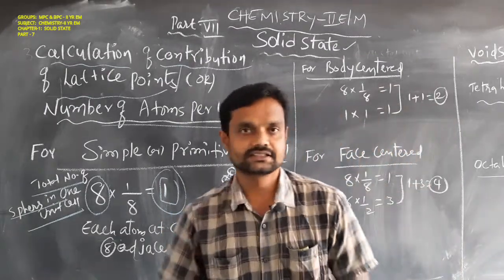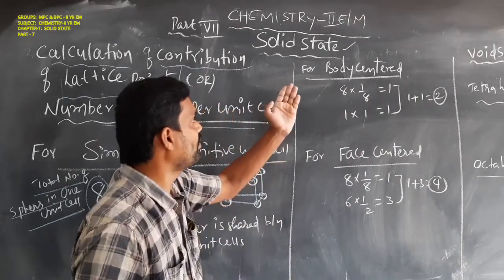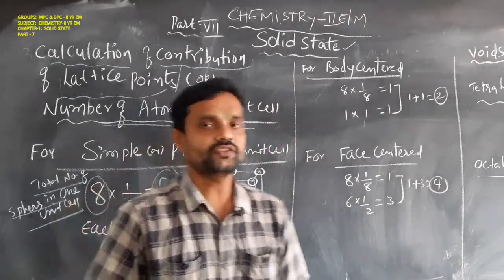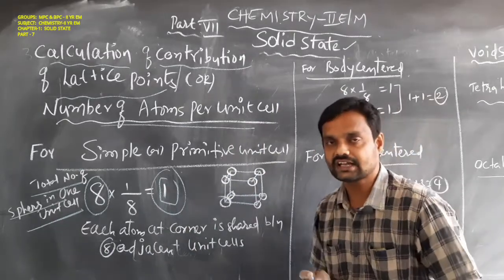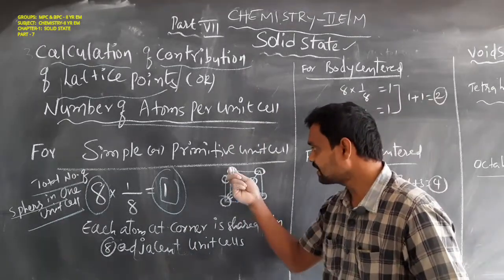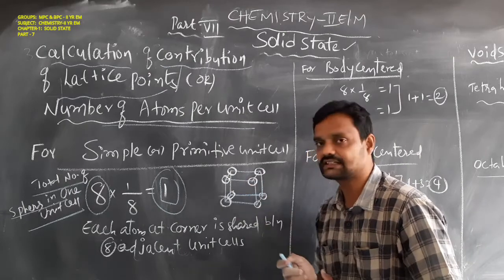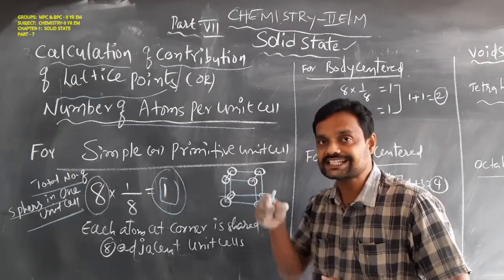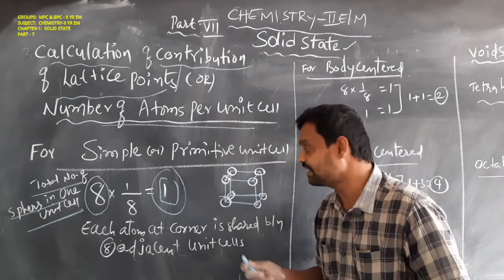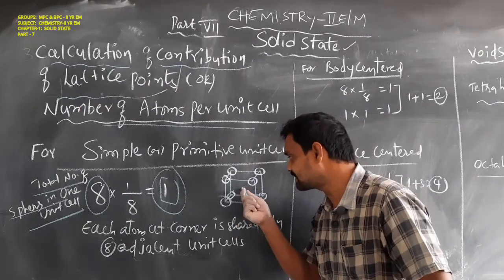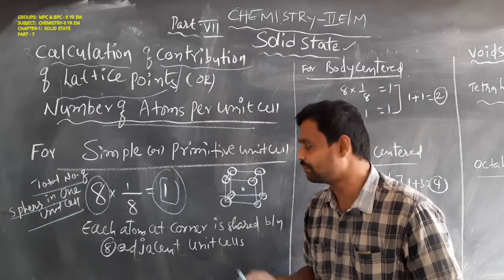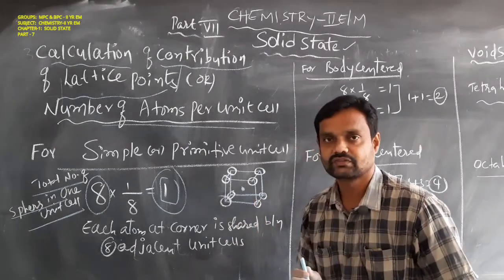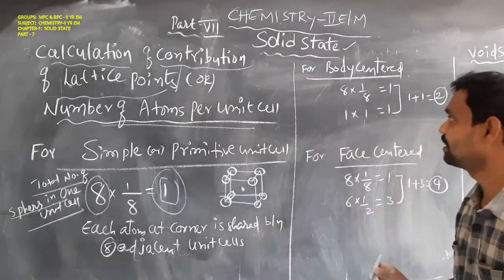Then we go to the body centered unit cell. Before that calculation, we have to know that in body centered, the atoms are present at 8 corners, and also one extra atom is present at the body of the unit cell. Clear students? Also one extra atom is present at the body of the unit cell. We should remember that.